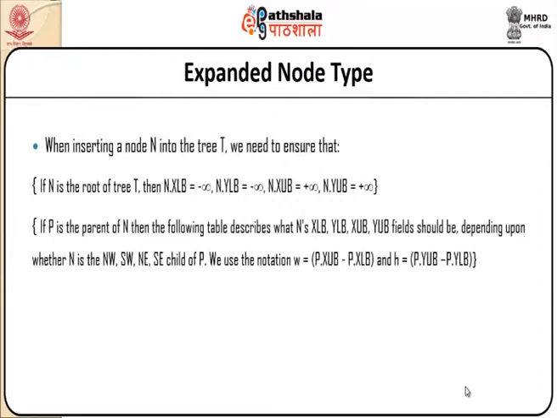So, we use a simple notation W, which indicates P dot X upper bound minus P dot X lower bound, and H, which is P dot Y upper bound minus P dot Y lower bound. Here we use the notation W to find the difference between the X values of the upper and lower bounds, and H for the difference between the Y values of the upper and lower bounds of the same parent node P.